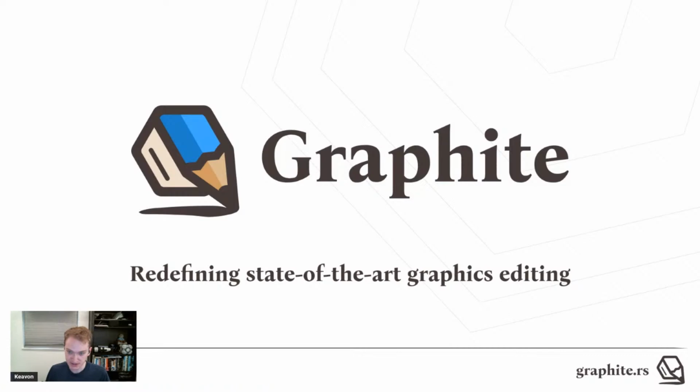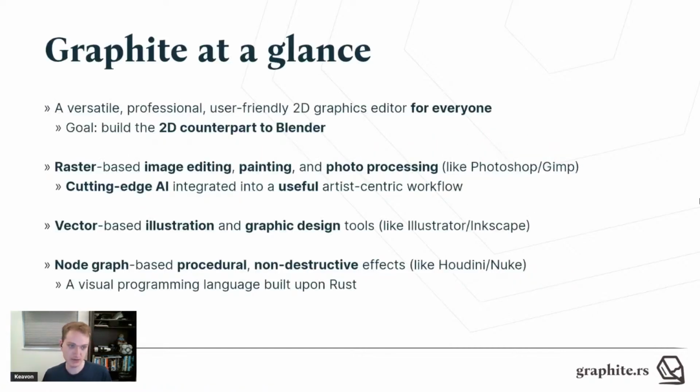Yep. So this is the monthly update for Graphite. If you're just tuning in for the first time, very quick overview. Basically, Graphite is aiming to be a 2D graphics editor that covers the use cases of Photoshop and GIMP, as well as the use cases of Illustrator and Inkscape. And it combines that with a procedural, non-destructive approach. So sort of like Houdini or Nuke or Blender geometry nodes, or any kind of node-based shader editor, except more in the context of actual graphics creation rather than shaders or modeling.